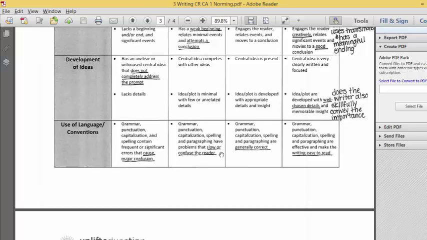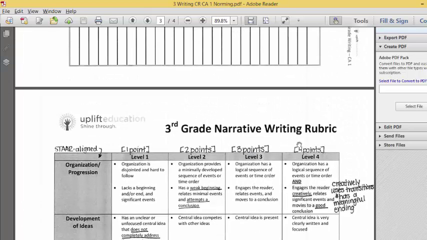or always feel free to email me. My name is Monica Miller, and I'd be happy to answer any questions related to grading on this rubric for your 3rd grade writing CA.